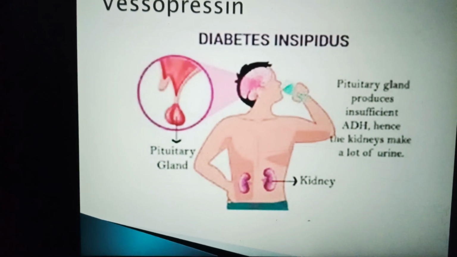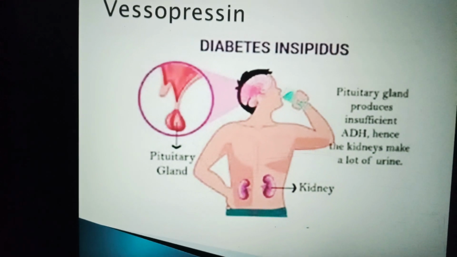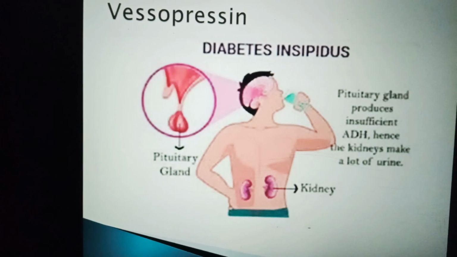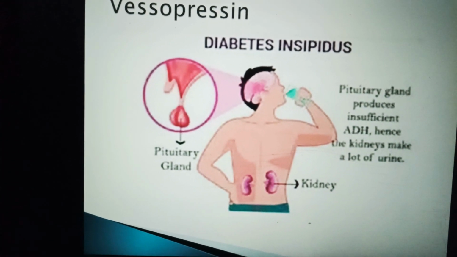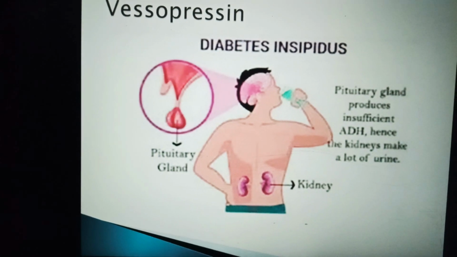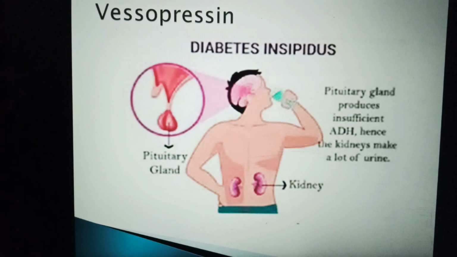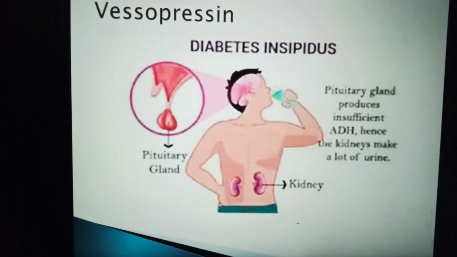Have you ever noticed that during summer the urine output is low due to increased sweating and the water level of blood is lowered? As a result, the pituitary gland releases more ADH into blood, and ADH is antidiuretic hormone.